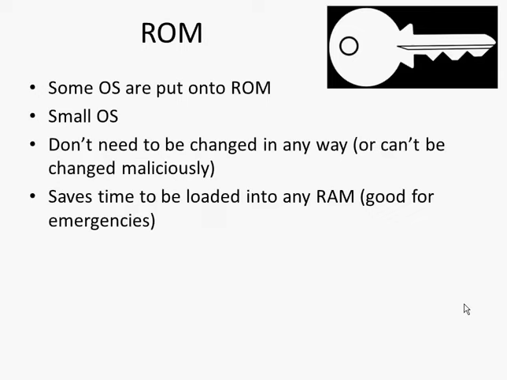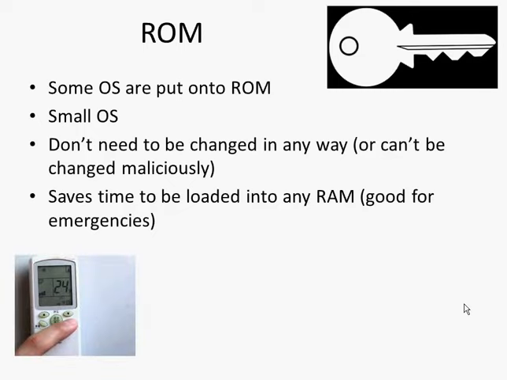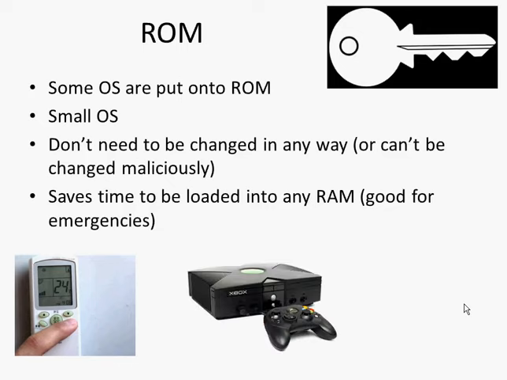The sorts of operating system that are put onto ROM chips, something that is read-only, are ones where it saves time for them to be loaded into any RAM. The operating system wouldn't need to be loaded into RAM like a Windows operating system would. It would just boot straight up, quick as a flash. Therefore, it might be good for things that are safety critical, maybe things that are involved in emergencies. If we think about an operating system that needs to handle air conditioning, that might be a simple enough operating system to be stored on ROM and something that can boot up very quickly.